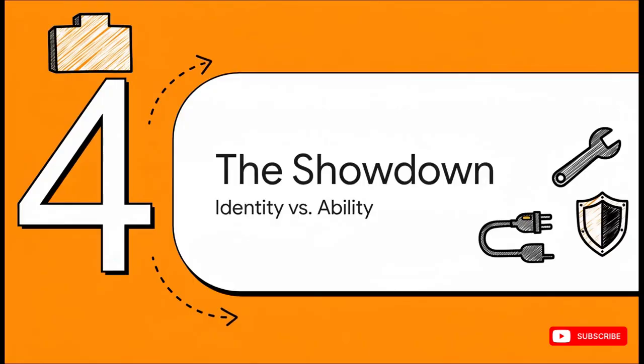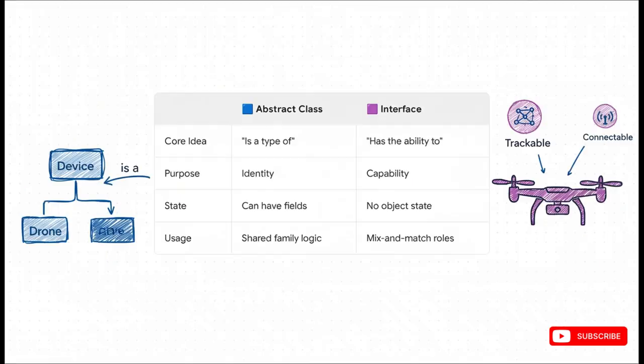Okay, this brings us to the most important part of this whole explainer. This is where we're going to clear up all the confusion for good. Let's put abstract classes and interfaces head to head. If you remember one thing from today, please let it be this. An abstract class is for an is-a relationship. A drone is a type of device. It's about identity. An interface is for a has-the-ability-to relationship. A drone has the ability to be trackable.